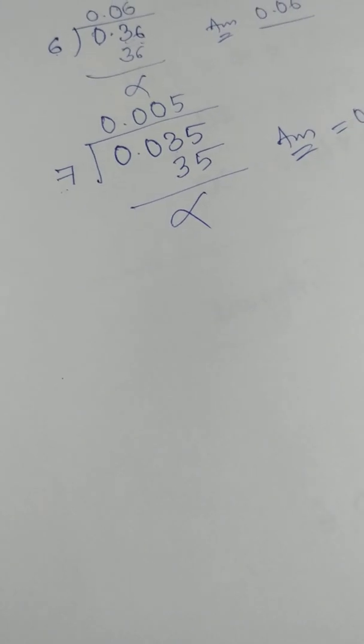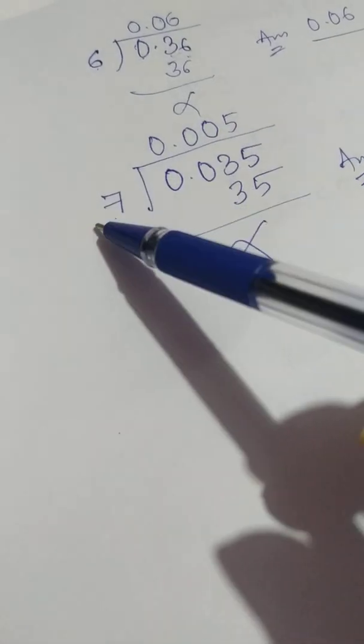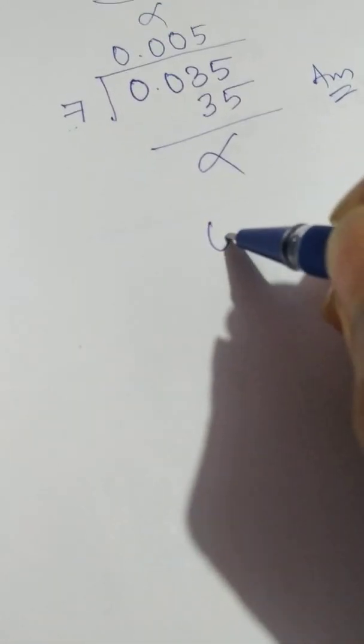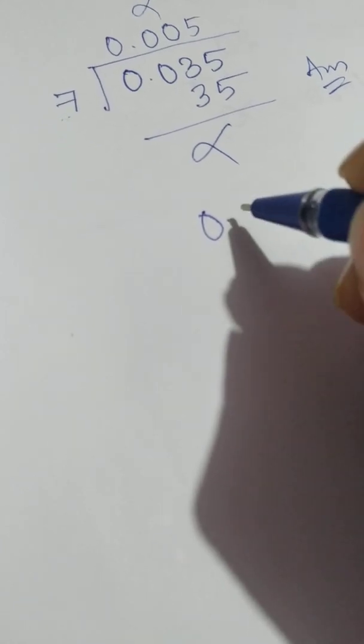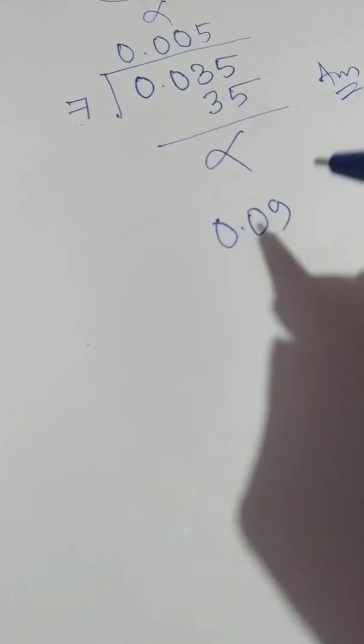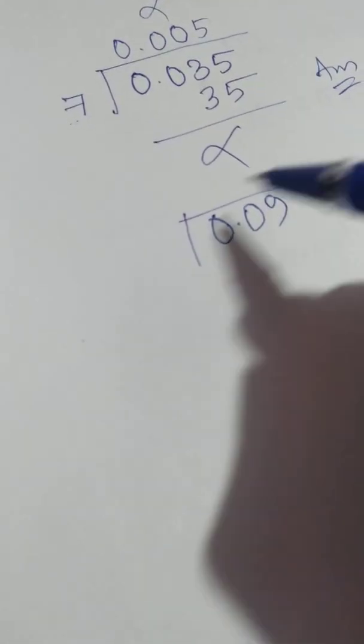Okay, so then 6 6s are 36. Now you might question, if this number was not smaller than 7, what could have happened? Let's see. Let's say 0.09 divided by 3.